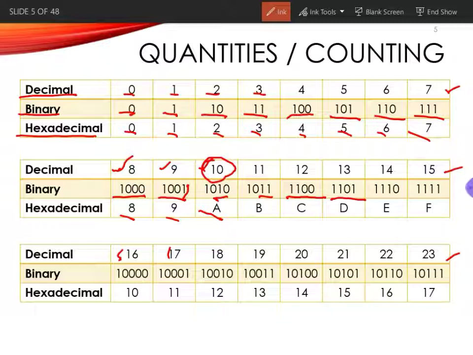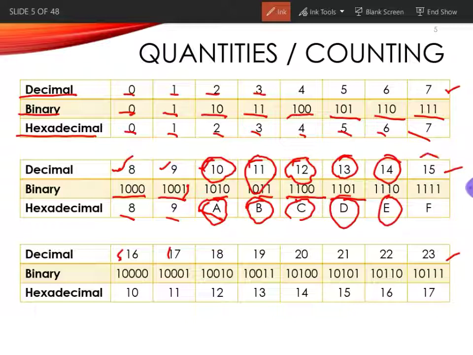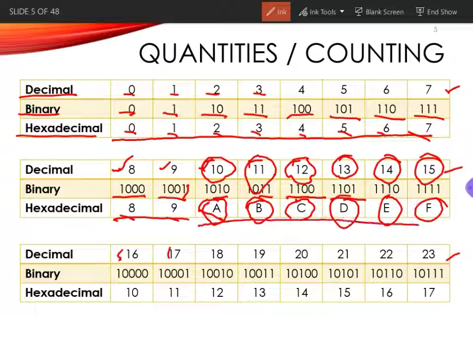So a decimal 10 is hexadecimal A. A decimal 11 is hexadecimal B. Decimal 12 is hexadecimal C. 13 is D. 14 is E, and then 15 is F. So in addition to 0 through 9, we now have 6 more digits to represent a total of 16 numbers.